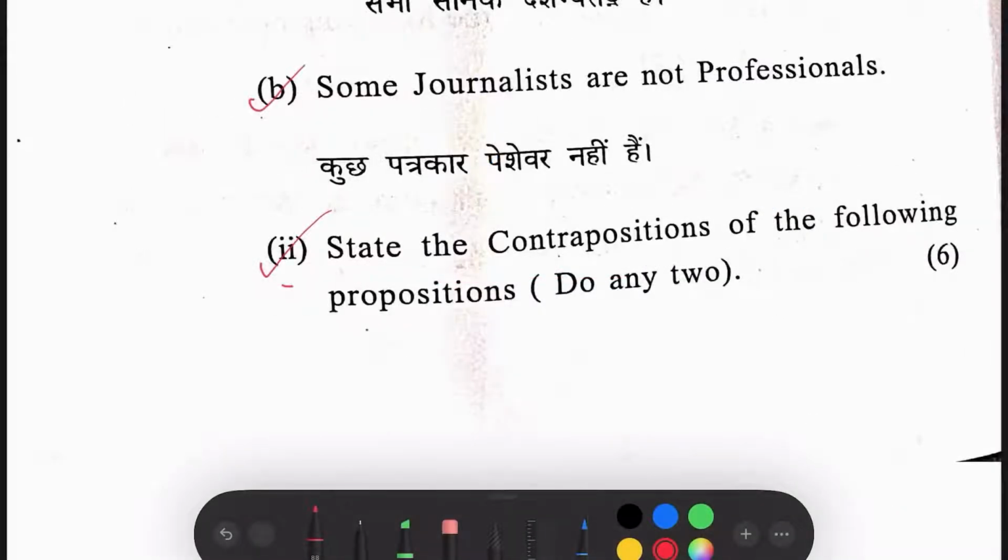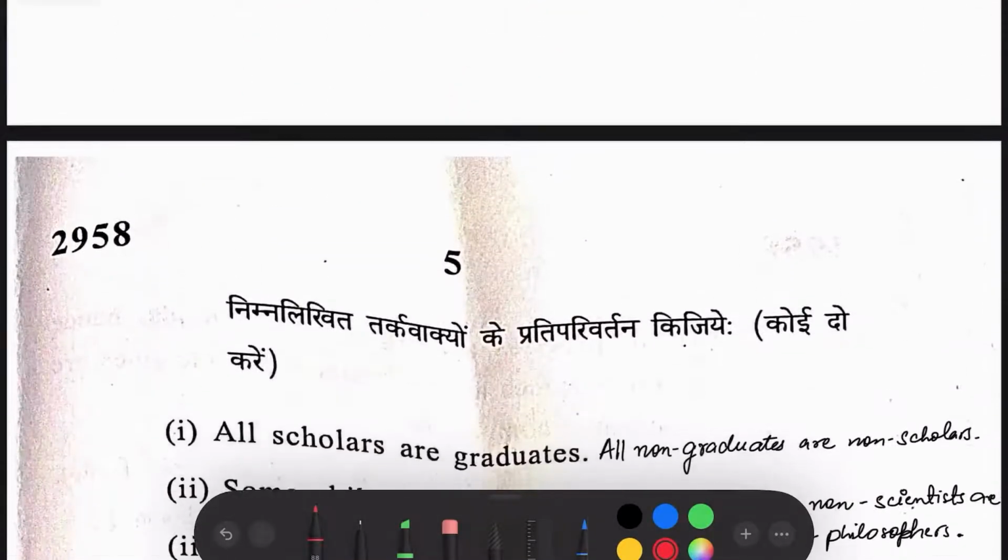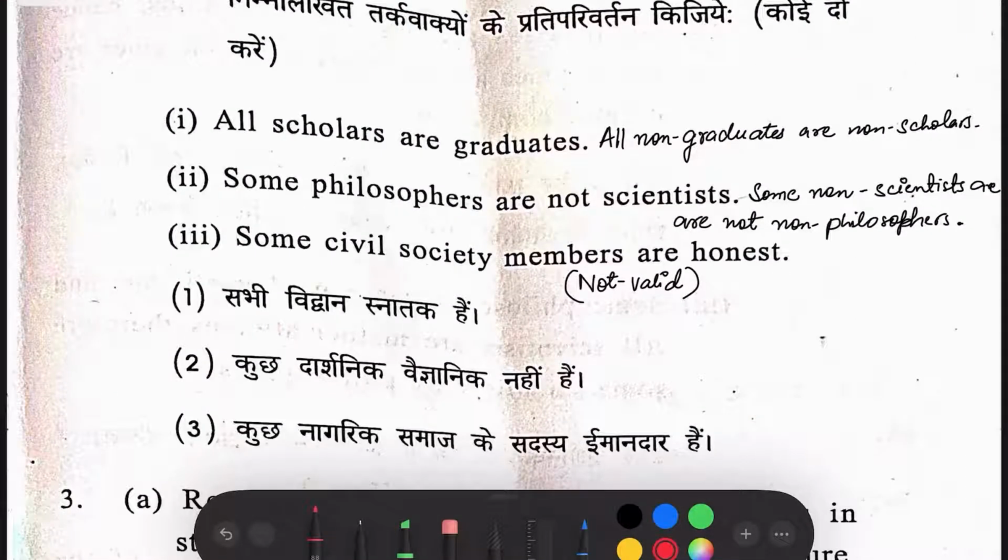Moving to the next one, what we have to do is we have to simply find the contraposition of the following propositions. Now if you'll see the question, all scholars are graduates. Now again this is an A proposition, so again आपका subject and predicate का place change हो जाएगा in case of contraposition, and at the same time non भी use होगा. So all non graduates are non scholars.